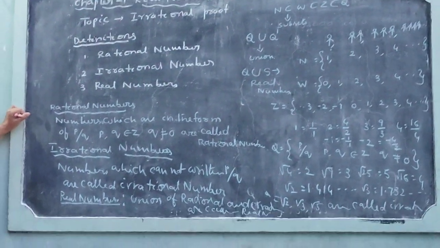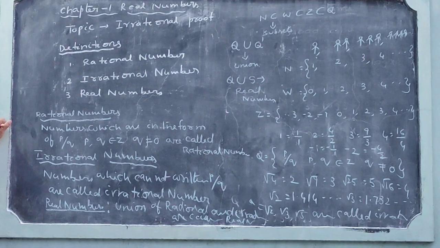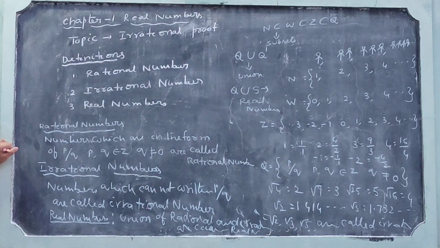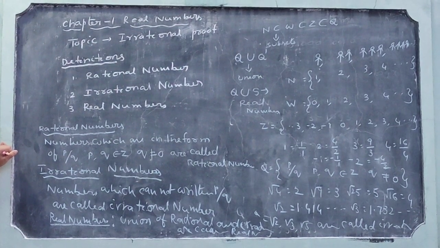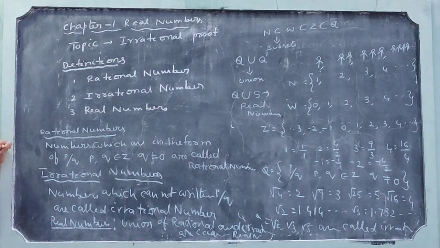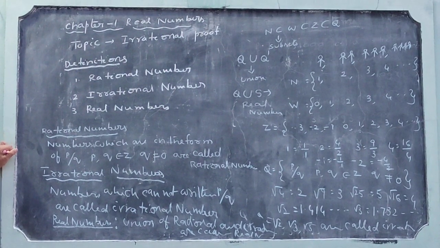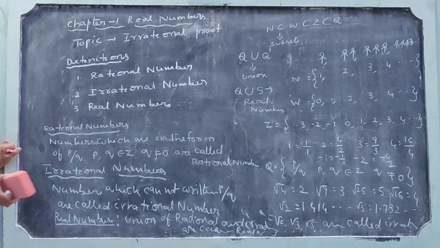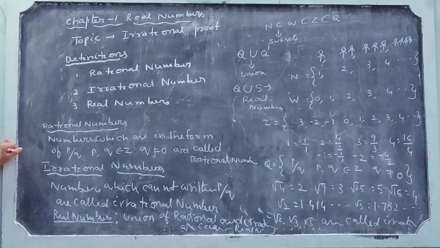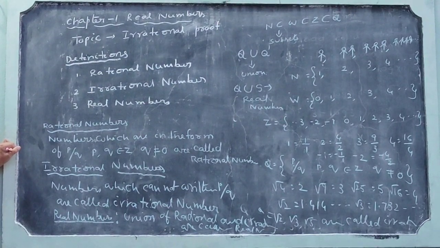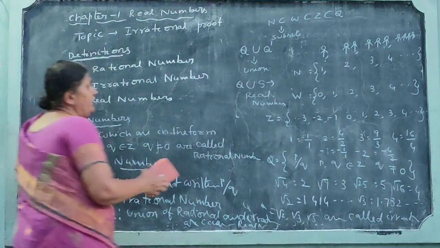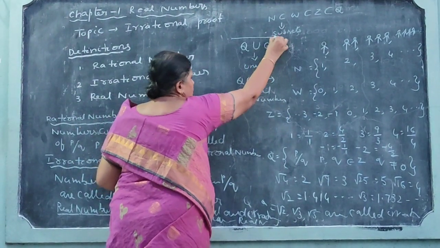So the second topic is irrational proofs. Before explaining irrational proofs, I want to tell three definitions. One is rational numbers, second one is irrational numbers, and third one is real numbers. Rational numbers: numbers which are in the form of P by Q, where P comma Q belongs to Z, Z means integers, Q not equal to 0, are called rational numbers. Numbers which can't be written in P by Q form are called irrational numbers. Real numbers: the union of rational and irrational together is called real numbers, and it is represented by what letter? This one you must note down.